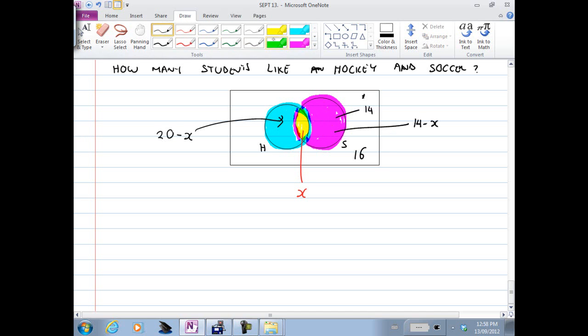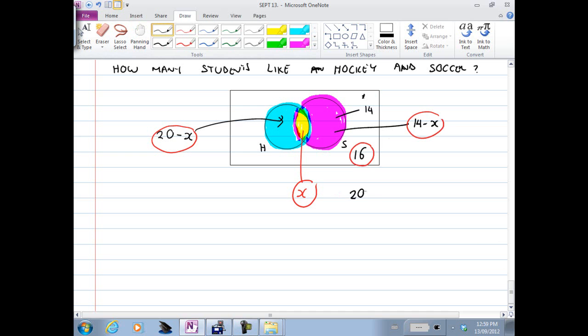If I add all these numbers up, the people that play only hockey, the people that play both, the people that play only soccer, and the people that play neither, they all add up to a magic number. And that magic number is 45. So guys, let's write down my equation.